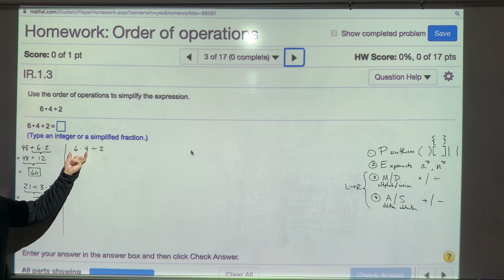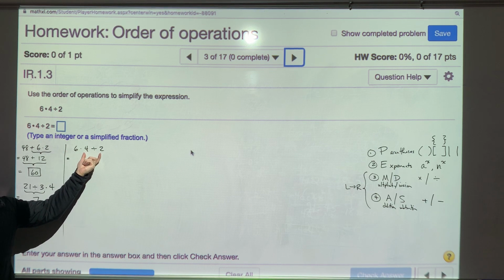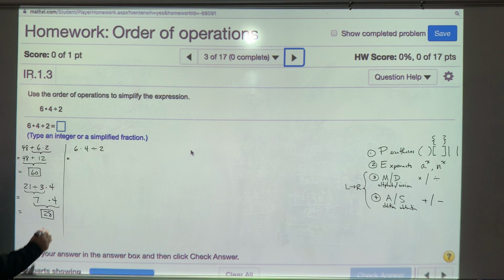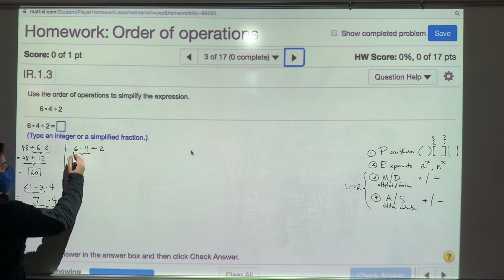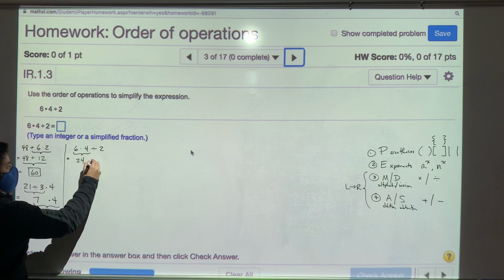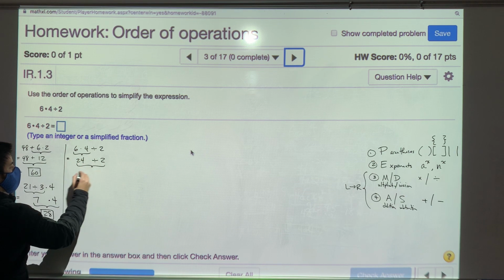Because I've got multiplication attached to division, or vice versa, division attached to multiplication, we have to work it left to right. So 6 times 4, 24, then the division, 24 divided by 2 is 12.